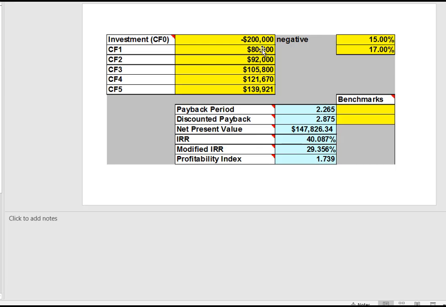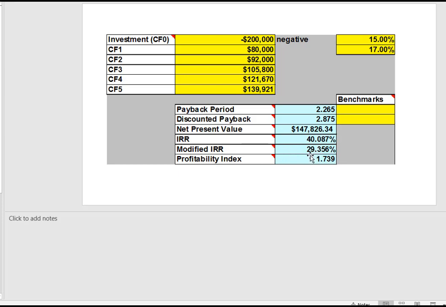Here's the investment. Here are the cash flows. And of course, it has a net present value of $147,000. Payback period is 2.2. Discounted is 2.8. Now, as a management team, we'd have to figure out what number we would want here. If we wanted 3 years, then in this case, both of these numbers are less than 3, so the projects would be acceptable. The internal rate of return is 40%. That's greater than 15, so this is a good project.